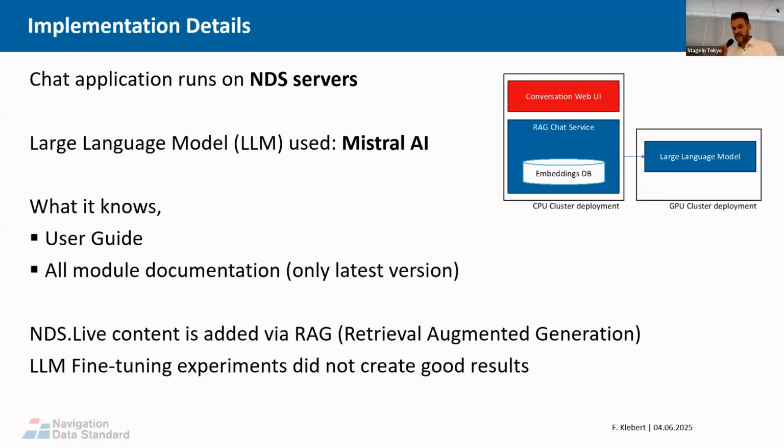All right, some details, if you're interested in how this works. The chat application runs on NDS servers, so you don't need to install anything. The large language model that we're using is a European one, Mistral AI from Paris in France. What it knows, actually, currently is only the user guide and all the module documentation. So it doesn't know anything about code or code snippets or generated code yet. This will be done in increments and steps. And the NDS Live content is added via retrieval augmented generation, via RAG, in an embeddings database that we create.